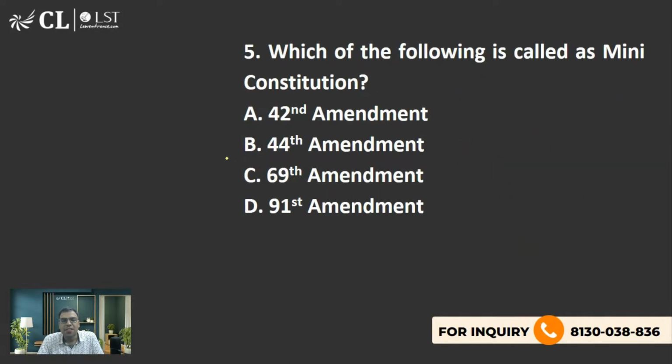Okay, let's move on further. Which of the following is called the mini constitution and why? I made a separate full video on this. I have discussed the mini constitution separately.